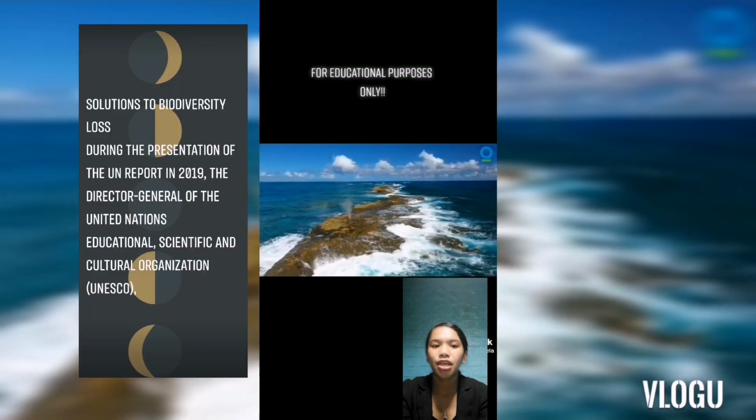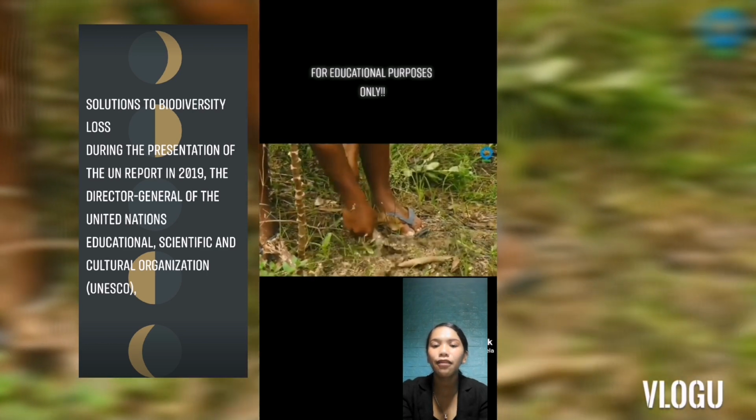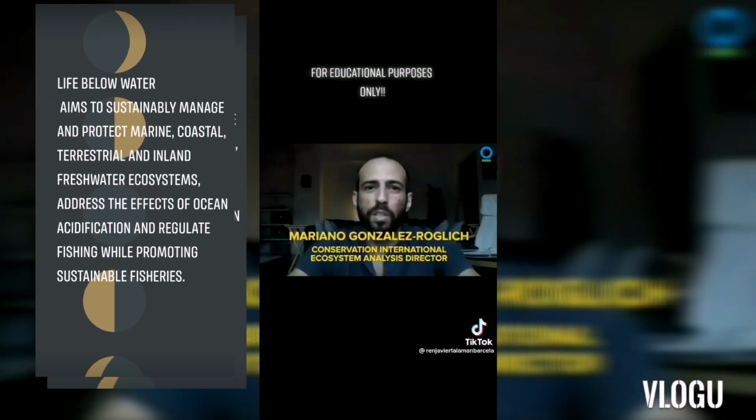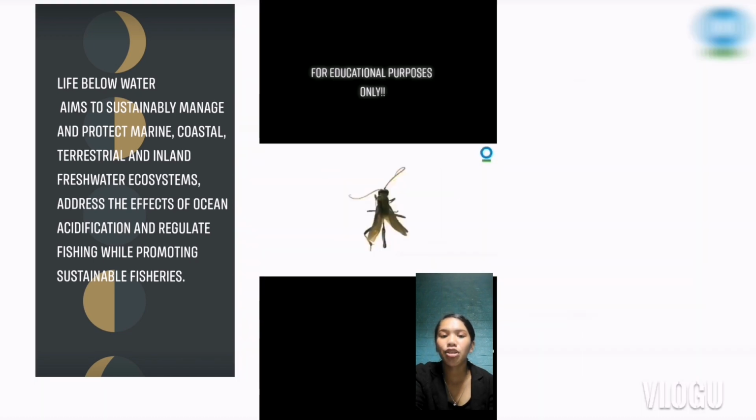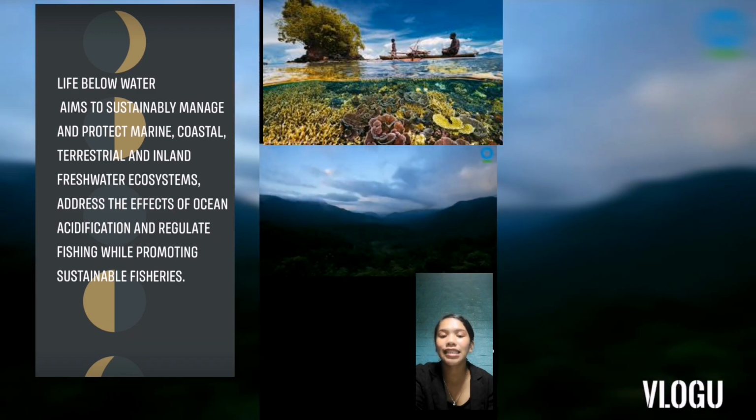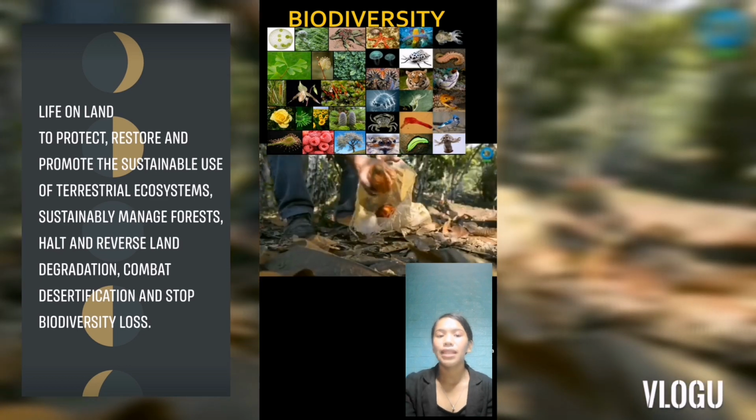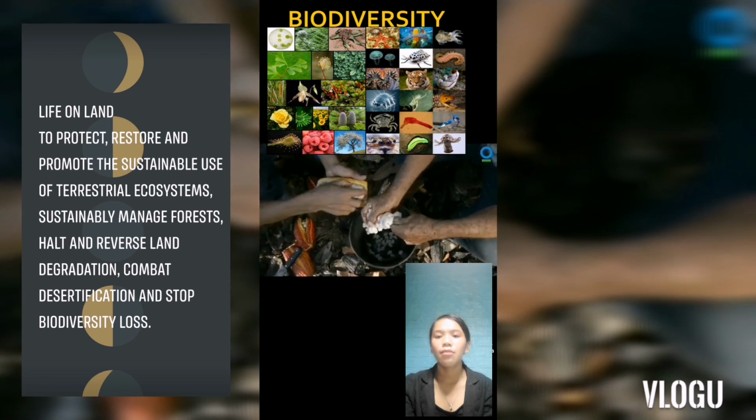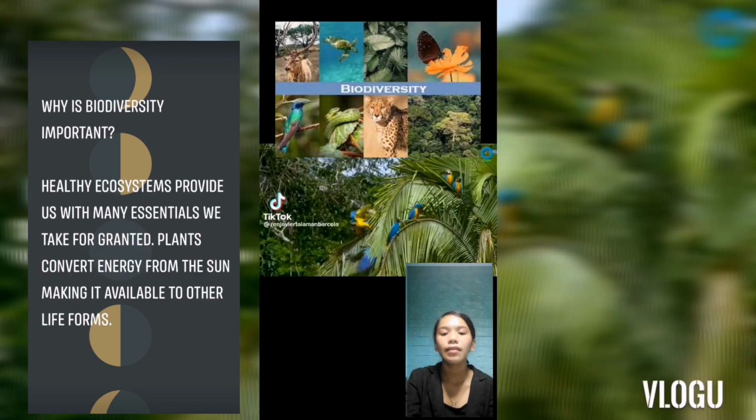Solutions to biodiversity loss. During the presentation of the UN report in 2019, the Director General of the United Nations Educational, Scientific and Cultural Organization said that there is life below water and life on land. Life Below Water aims to sustainably manage and protect marine, coastal, terrestrial, and inland freshwater ecosystems, address the effects of ocean acidification, and regulate fishing while promoting sustainable fishing. Life on Land seeks to protect, restore, and promote the sustainable use of terrestrial ecosystems, manage forests and rivers, halt land degradation, combat desertification, and stop biodiversity loss.